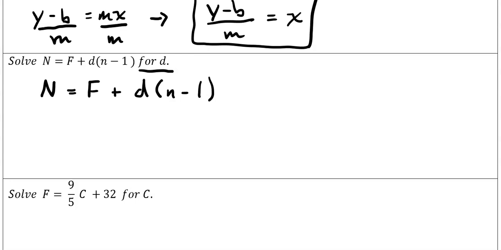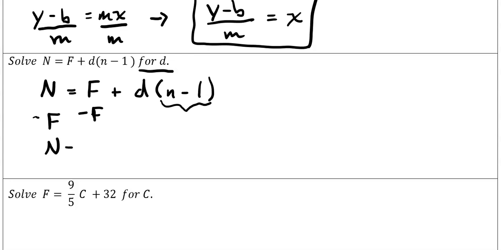So remember how in the first example I talked about how all these other variables that aren't what we're solving for are not the one true variable that we're trying to solve for. So we can treat them like numbers. So this n minus 1, even though it has a variable in it, we're still going to treat this expression as a number. So our first step is not going to be to distribute. It's actually going to be to move our f over to the left-hand side.